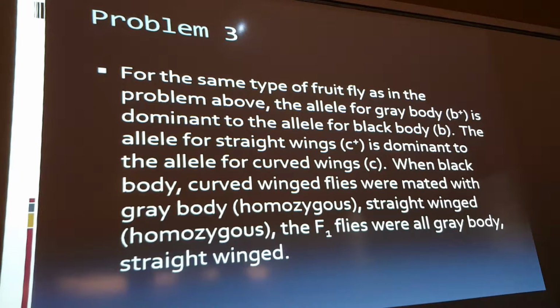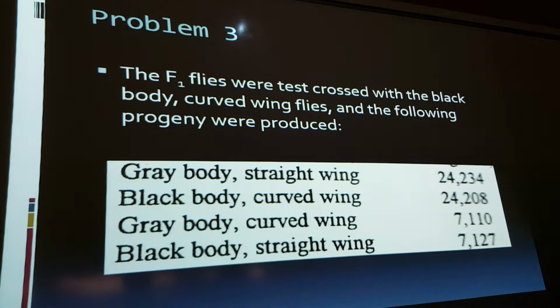For the same type of fruit fly as in the problem above, the allele for gray body is dominant to the allele for black body, and the allele for straight wings is dominant to the allele for curved wings. When black body curved wing flies were mated with gray body homozygous straight winged flies, the F1 flies were all gray body and straight winged. And so this time we're given numbers that the graduate student actually counted. Look at those offspring. How would you like to count those?